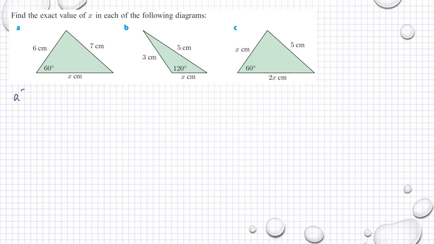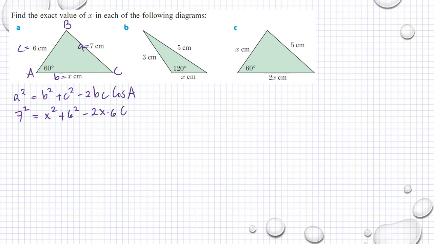It says here a squared is equal to b squared plus c squared minus 2bc, of course it's 2bc, cosine of the opposite angle, cosine A. If this is our A, this is our B, this is our C. So this is B, this is C, this is A. So we have 7 squared, and then our B is x squared plus our C is 6 squared minus 2 times x times 6 cosine 60 degrees. Then we have 49.